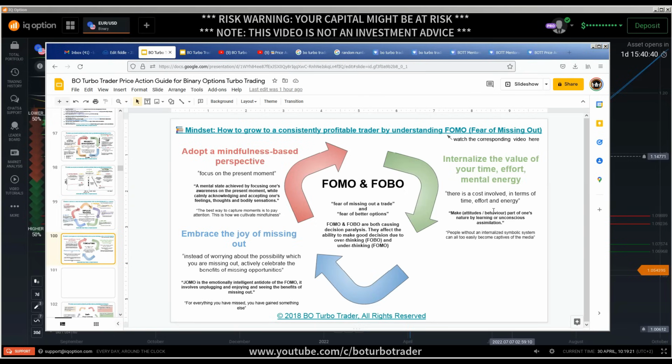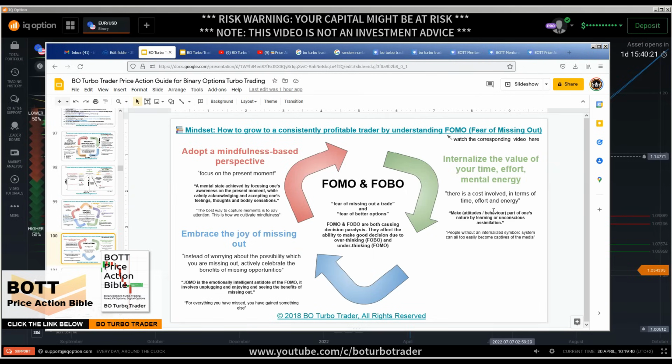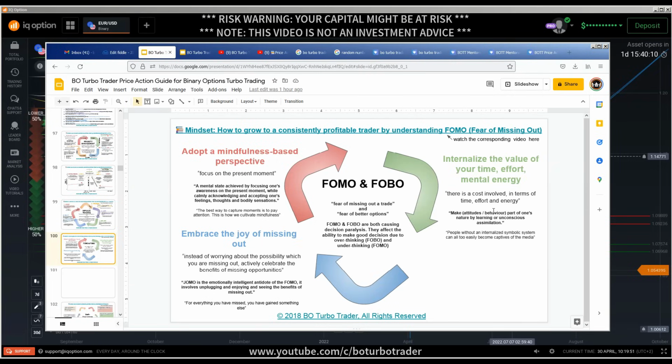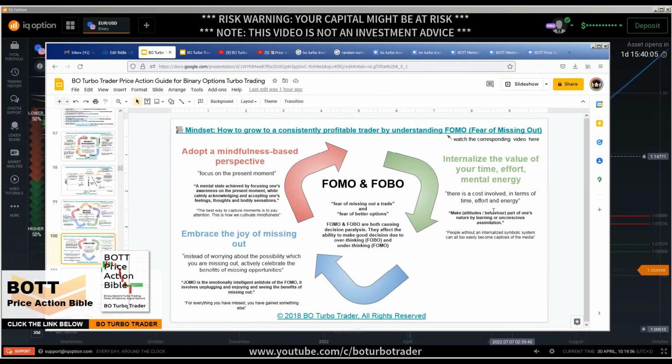Okay, so internalize the value of your time, effort, and mental energy. That is what so many of you don't understand. If you have FOMO, most of the time you are wasting your time, effort, and mental energy. For example, when you have FOMO and you are missing out on trades, then you have the problem that you're wasting mental energy and time. Yes, for what? Only because there could be a better option, a better opportunity. And I always tell this to my students: the market is not rewarding you for waiting longer.